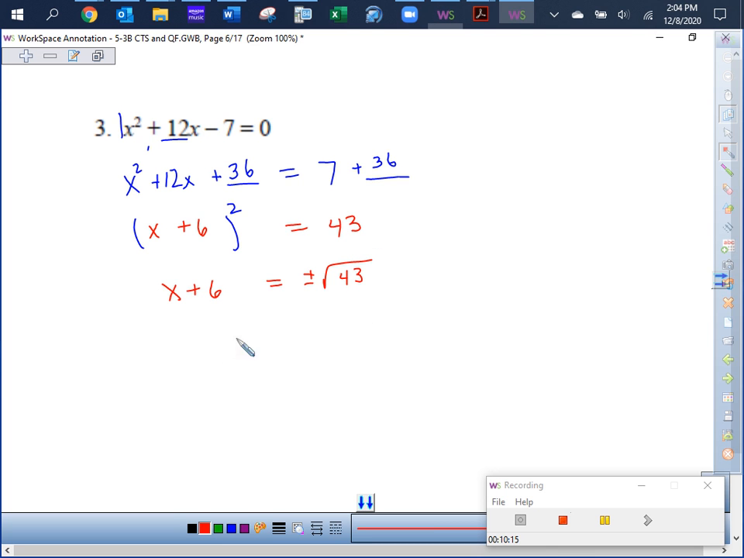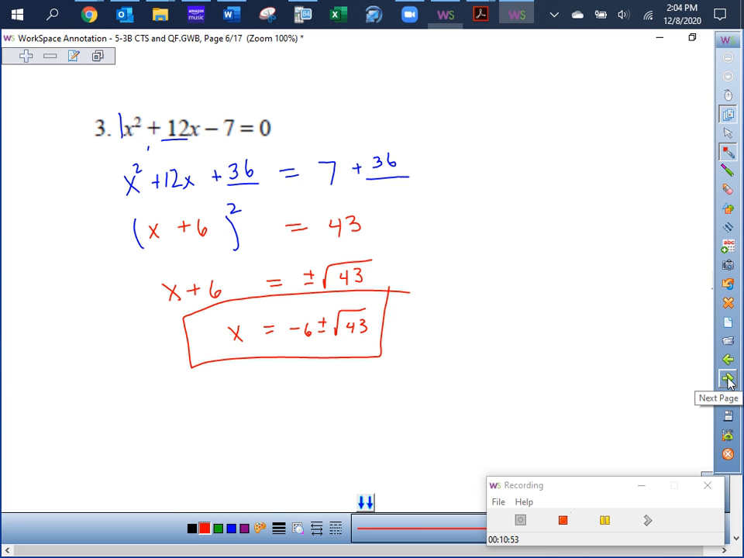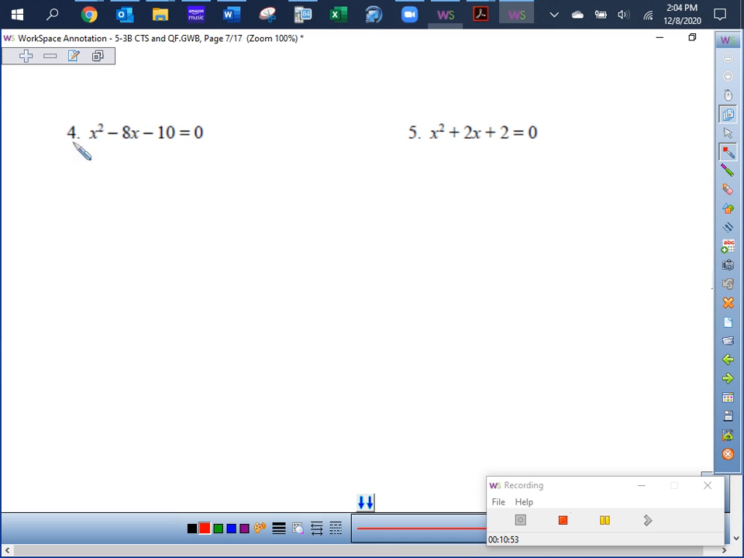But what we got to do to solve, move this guy over. So x equals negative 6 plus or minus the square root of 43. Completing the square. All right, so let's have you try one on your own. Why don't you pause the video and give this one a try. Set them up with blanks, fill in the blank, and complete the square. Check back when you're done.